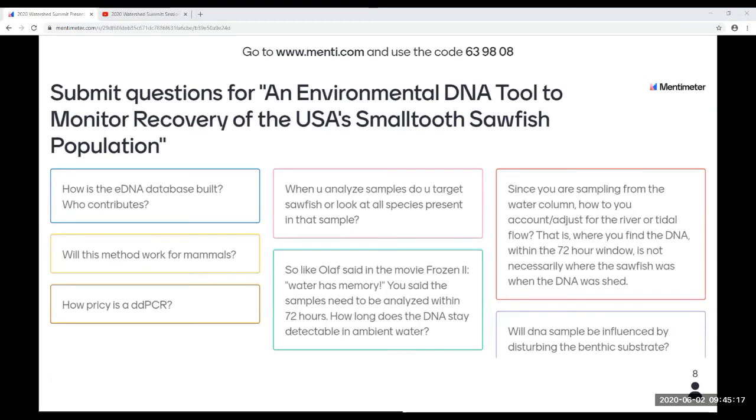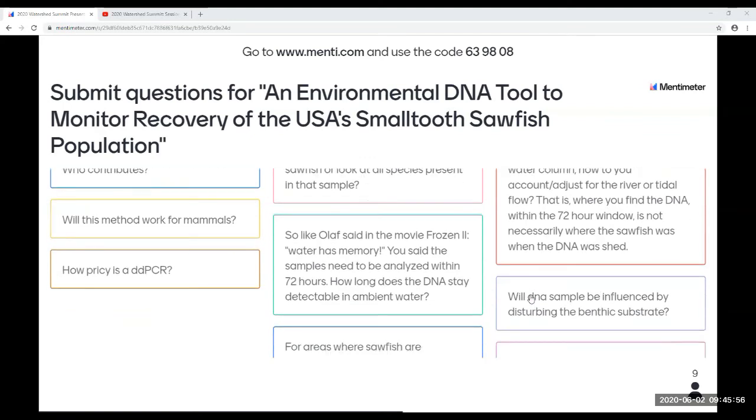When you analyze samples, do you target sawfish or look at all species present in that sample? Because our project is species specific, we set up the primer to pick out that unique DNA sequence. And we tested it against its closely related species, so we wouldn't have any problems with that. And that's why it gave us a true positive. But there are other projects under biodiversity eDNA that could do multiple species.